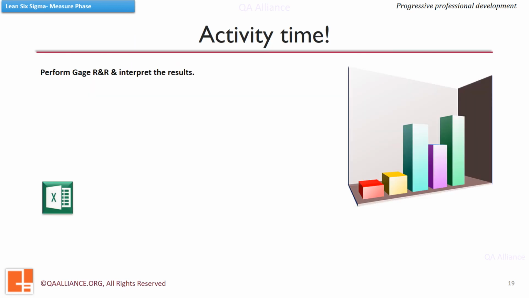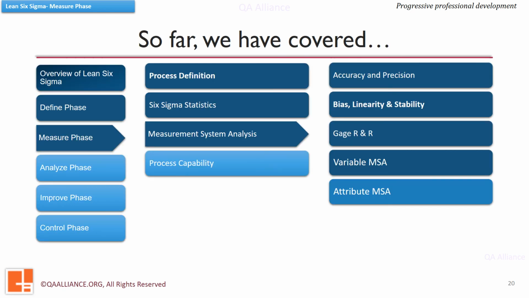Let us do some exercises. In the workbook you'll find the data on sheet 2.3.4. Perform the gauge R&R study and interpret the results. Now we will move to the next lesson.